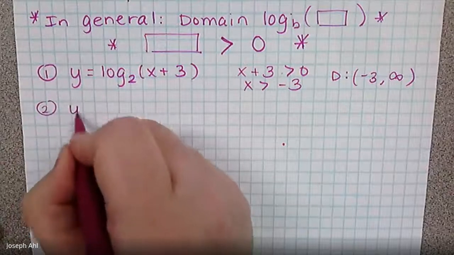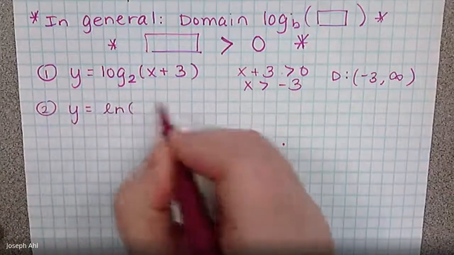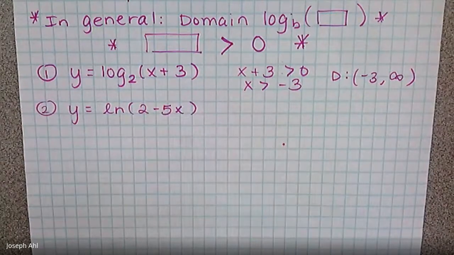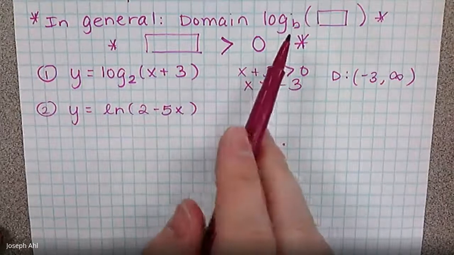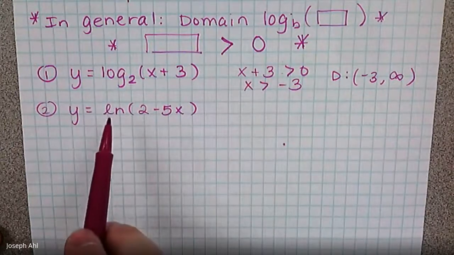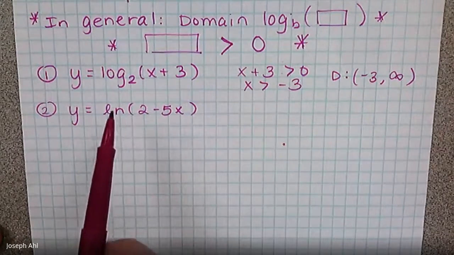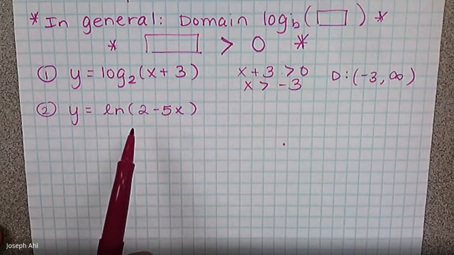Let's take a look at y equals ln of (2 minus 5x). Okay. Now, I don't want you to be scared off by ln, because I said log base b. Does this fit the form log base b? And the answer is yes, it does, because ln is the same thing as log base e of x.